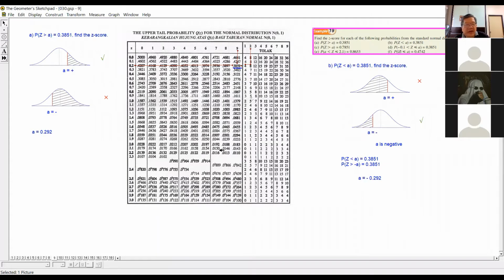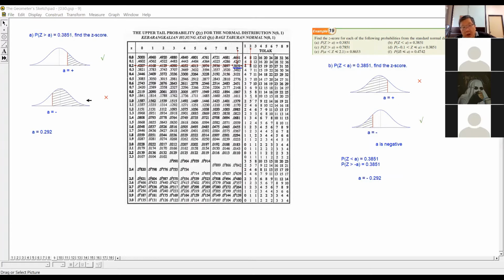So part A: the probability of Z greater than A is 0.3851. Which one do you think is the correct one, the top or the bottom? The probability is 0.3851. More than 0.5 or less than 0.5? Correct. Very good. Top one, correct. Because the probability is less than 0.5, so it's the top one.